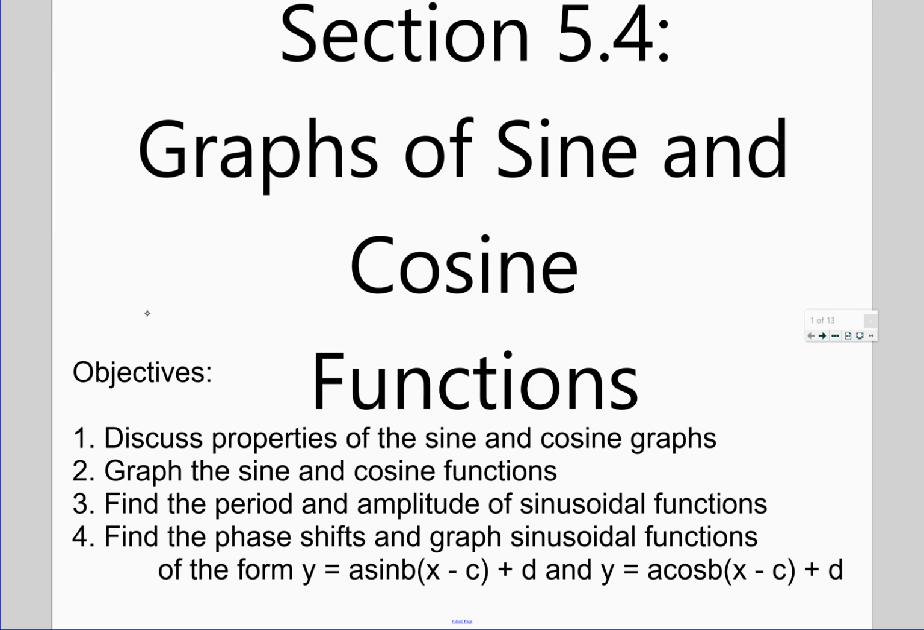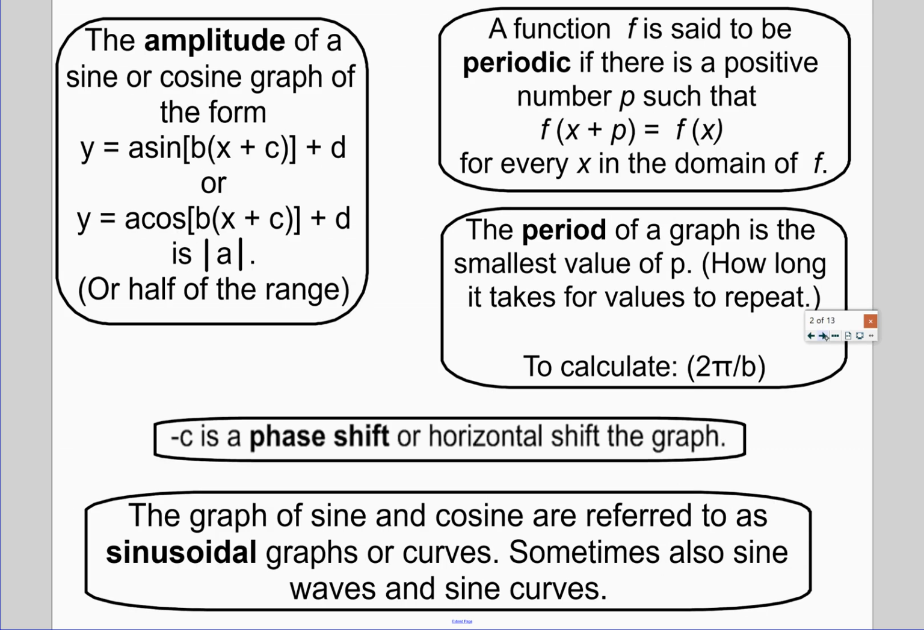So this section 5.4 is just sines and cosines. We'll get to the other 4 trig functions in section 5.5. So the next 2 days, just sines and cosines. Okay, so some definitions to start.